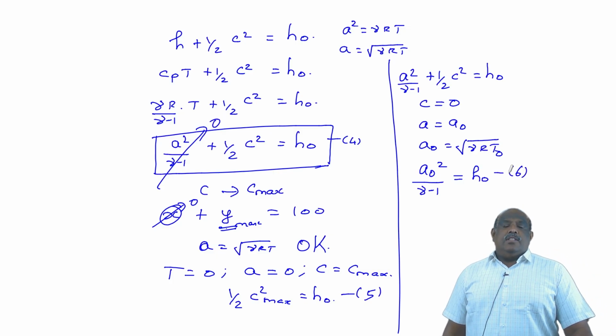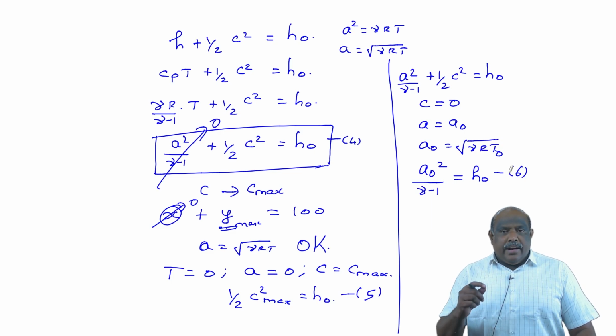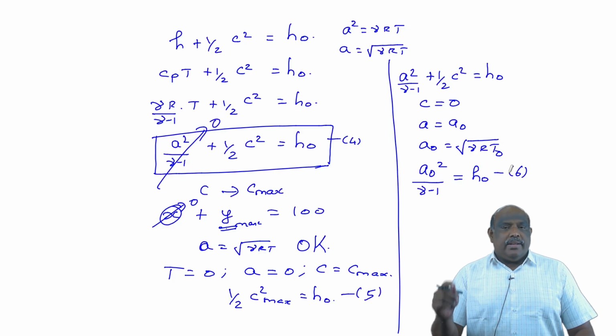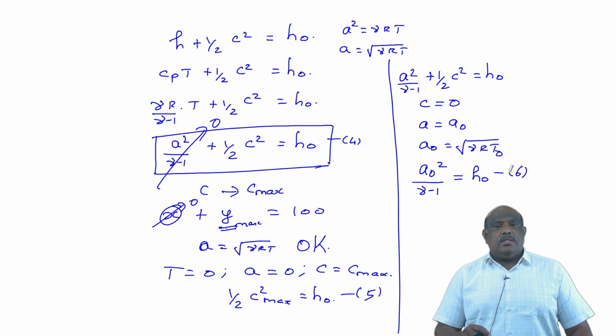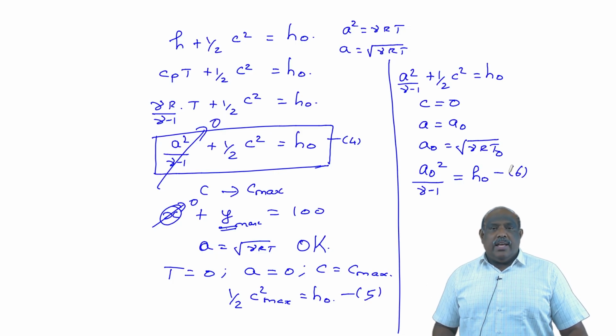In this equation 6 also, there is no variable. All are constant. A naught is also a constant because it is root of gamma R T naught. Gamma is constant, R is constant, T naught is also constant. The right hand side is also a constant.